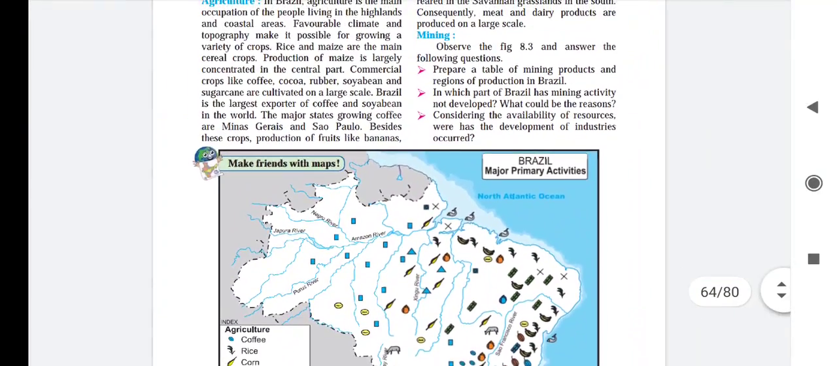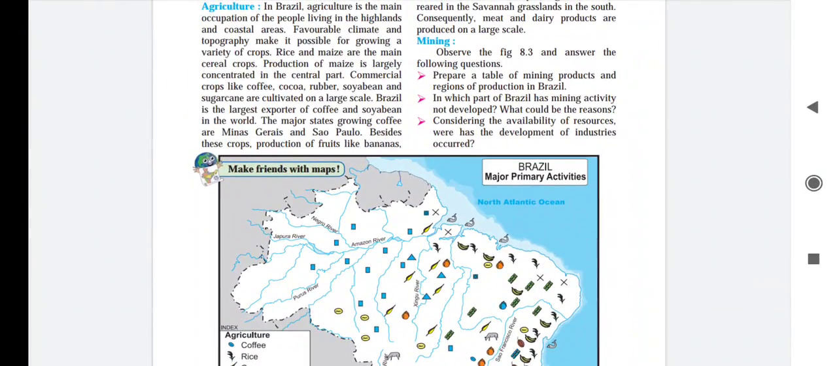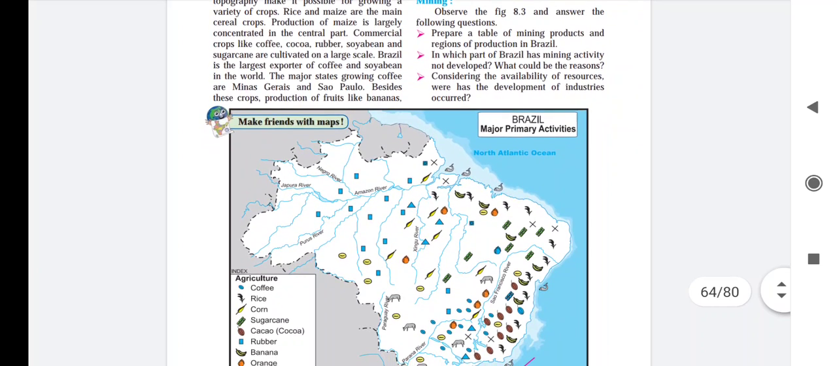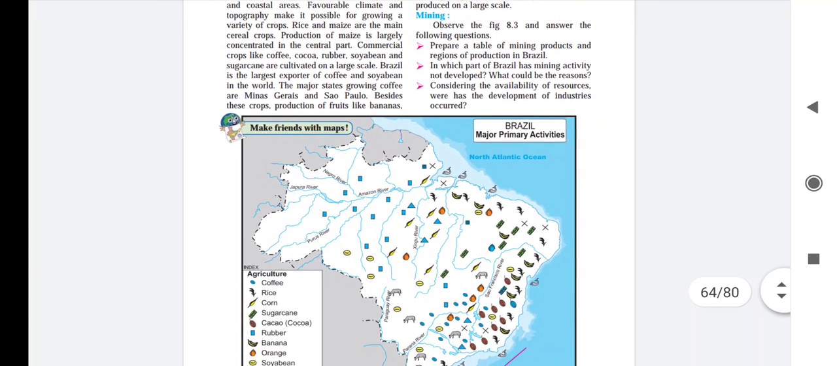So the next question they have asked is to prepare a table. We have to prepare the table, and as per that table we have to write the products and the regions in which they are produced. So coffee, rice, and in which region they are produced, that we have to write. Then it will become very easy to write the further questions.